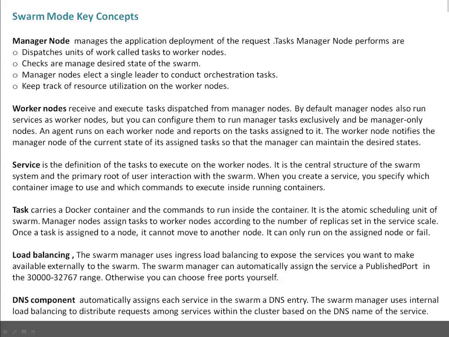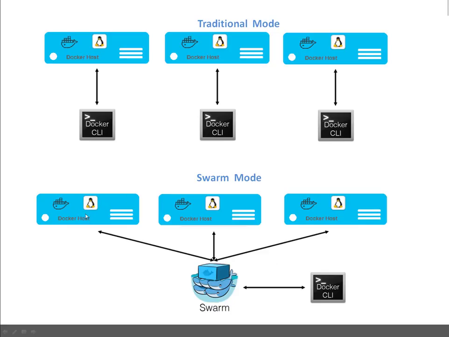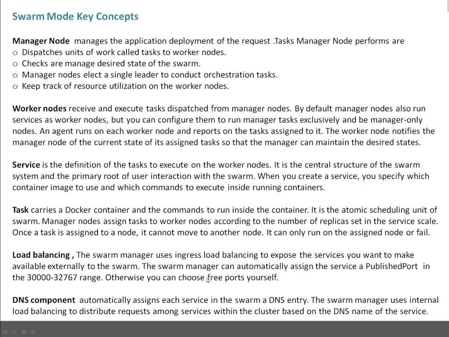So next thing, worker nodes. Worker nodes are basically the hosts. Let me go to the previous slide quickly. These are the worker nodes. This is a worker node. This is a worker node. This is a worker node. And this particular node is the Swarm manager. Worker nodes receive and execute tasks dispatched from the manager node. By default, manager node also runs services as a worker node, but you can configure them to run manager tasks exclusively. So I'm repeating, manager node itself acts as a worker node too. But you can change the definitions. You can perform the tuning where you will restrict the manager node from acting as a worker.